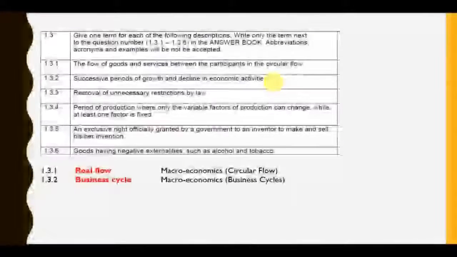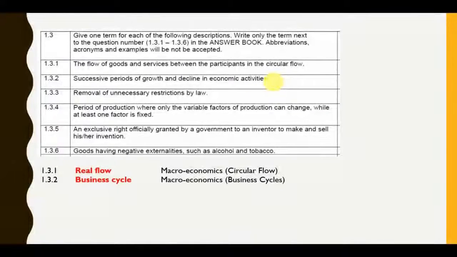Alright. Guys, the answer is the business cycle. I'm sure you all got that. Now the next one, grade 12s, 1.3.3. This, for some reason, is a very popular question. The removal of unnecessary restrictions by law. It comes up frequently in section A, either as a match the columns, a terminology, or as a multiple choice.